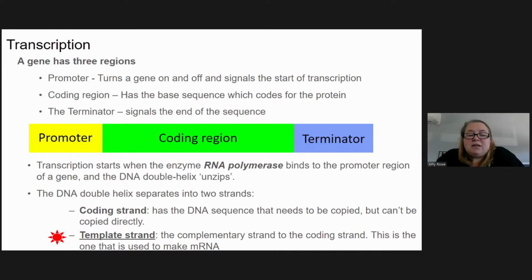So what we need to do is make a complementary strand to our template strand. So the template strand is complementary to the coding strand. And if we make a complementary copy of our template strand, that will be the same sequence as our DNA sequence. So it's the template strand where our RNA polymerase works along that strand from the promoter through the coding region to the terminator, the template strand that the RNA polymerase binds to.